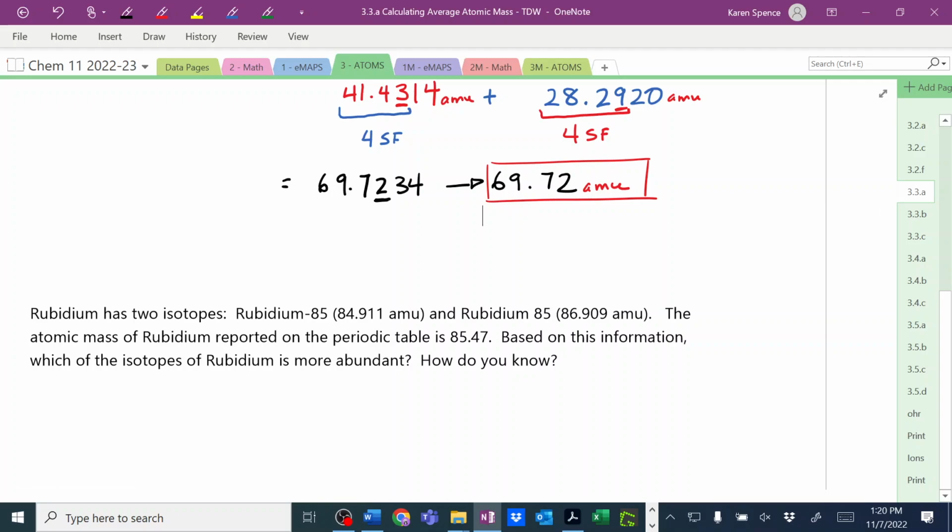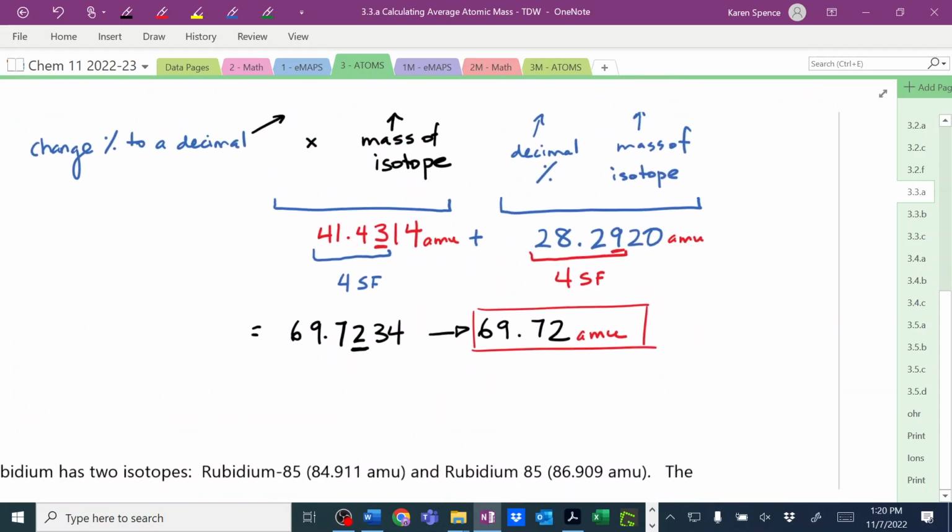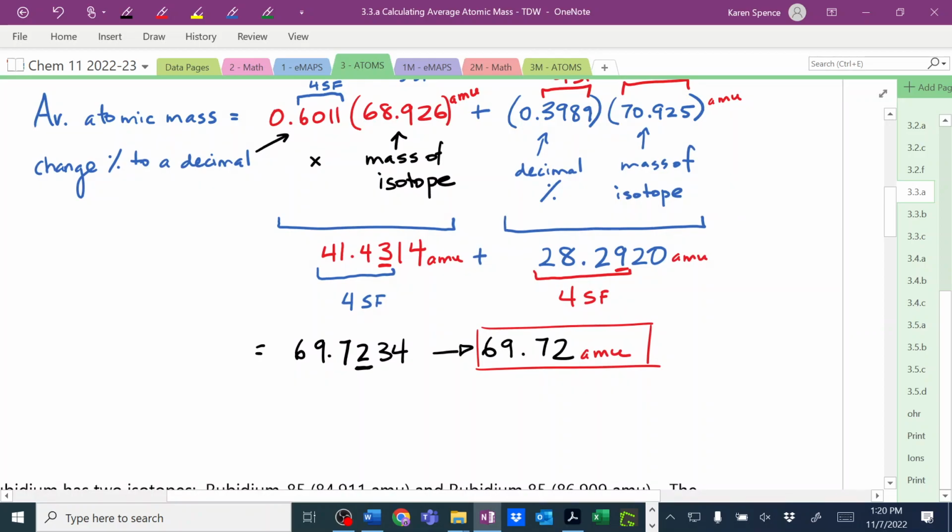We just don't round until the very end. Okay. Just had a good question. Why do we not round these numbers? And the answer is that could possibly introduce rounding errors. Okay, so we don't round until we get to our very final answer.